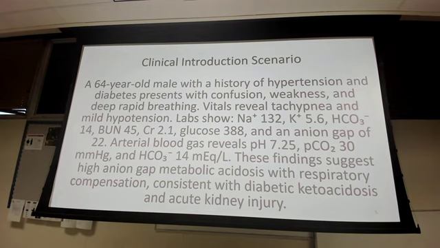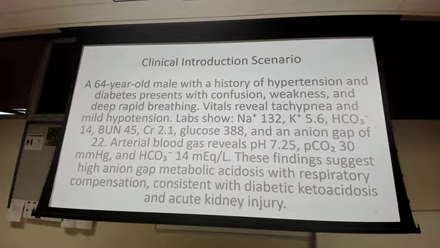A 64-year-old male with a history of hypertension and diabetes presents with confusion, weakness, and deep, rapid breathing. Vitals reveal tachypnea and mild hypotension. Labs include a sodium of 132, potassium 5.6, bicarbonate 14, BUN 45, creatinine 2.1, and glucose 388. There's an anion gap of 22. The arterial blood gas reveals a pH of 7.25, a partial CO2 of 30, and a bicarbonate of 14. These findings suggest a high anion gap metabolic acidosis with respiratory compensation, consistent with diabetic ketoacidosis and acute kidney injury.